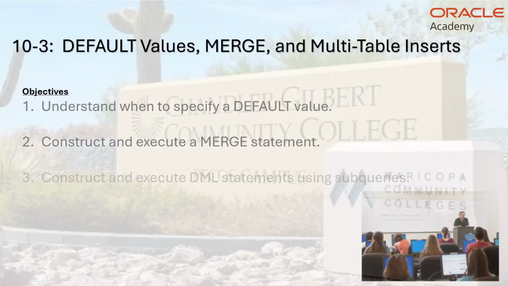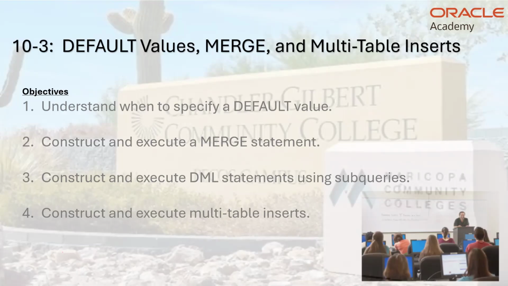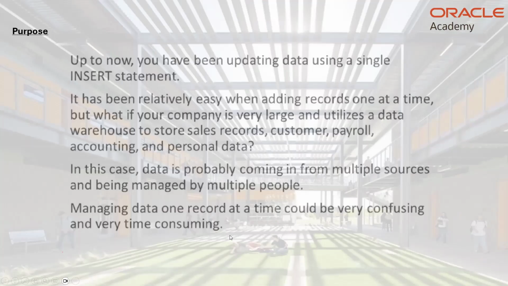All right, our next topic, we're going to look at default values, merge, and then multi-table inserts. So here are the objectives: default values, merge, DML statements using subqueries. We already did that, but we're going to repeat it, and then multi-table inserts. So up to now, we've been doing single insert statements. It's been relatively easy when adding records one at a time. What if you want to add multiple records? We saw some of that, but what if you have multiple sources to add multiple records?